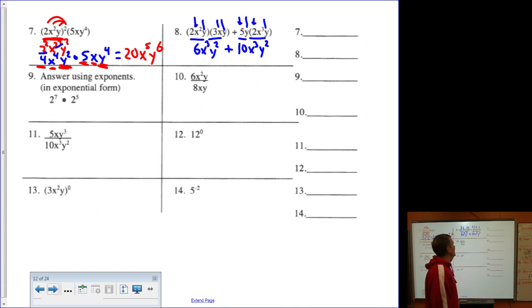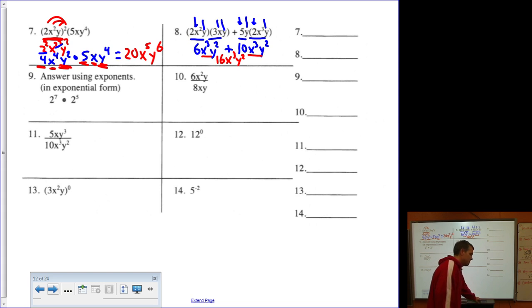And then, because these are like terms, because they both have an x to the third and a y squared, they can be added together. And to add them together, you would add the 6 and the 10, but you would not change the like terms. And you would still have x to the third y squared. 16x to the third y squared.